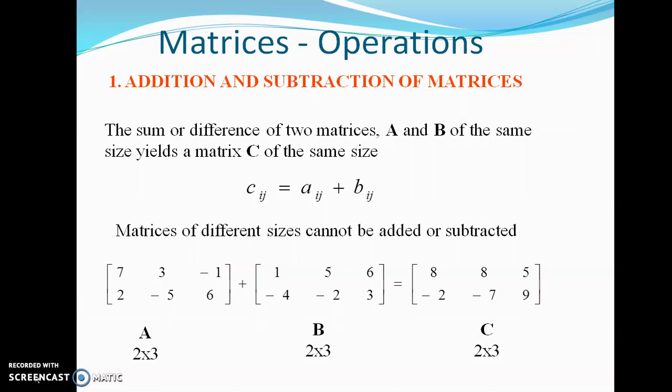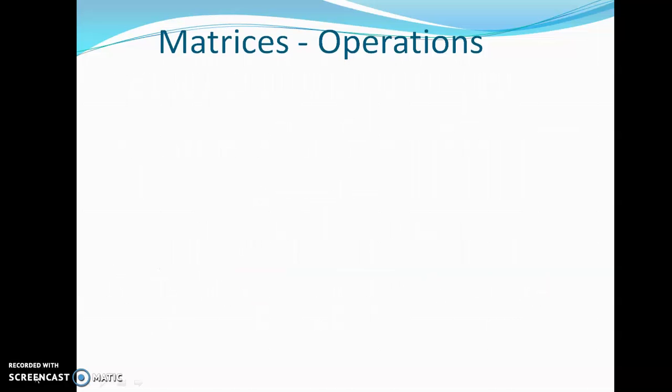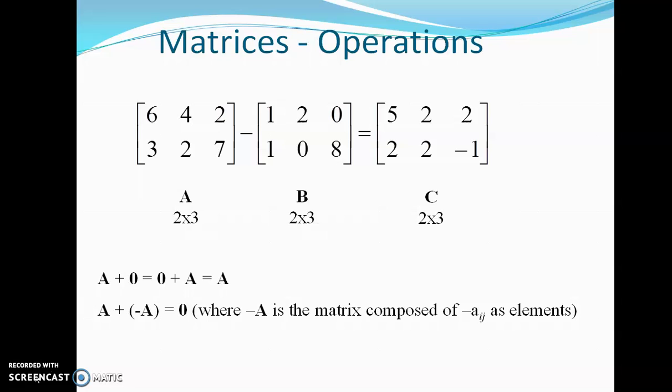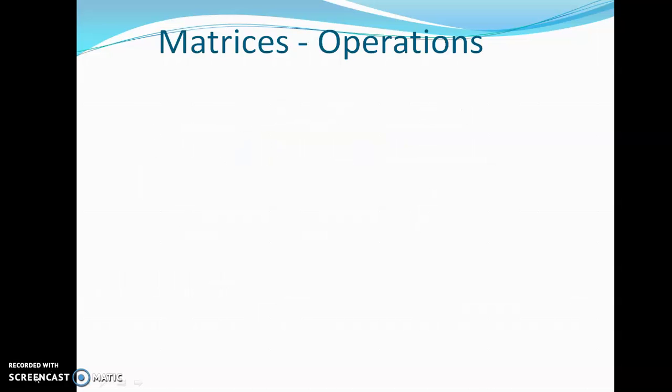Addition and subtraction of two matrices gives a third matrix of the same dimension. Here, in case of addition and subtraction, you must remember that addition of a matrix with a null matrix is the matrix itself, and addition of the matrix with the negative of that matrix gives you a null matrix or a zero.